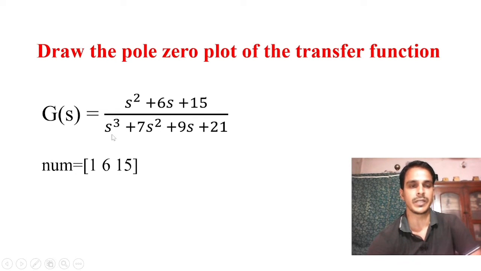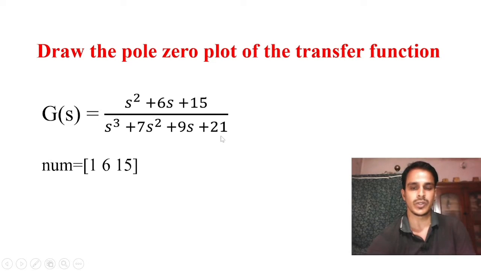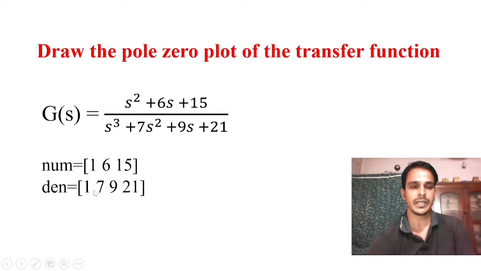Similarly, in case of denominator, s to the power 3, its coefficient is 1, s to the power 2, its coefficient is 7, s to the power 1, its coefficient is 9 and s to the power 0, its coefficient is 21. So denominator coefficients are 1, 7, 9, 21. Okay. Now open MATLAB.